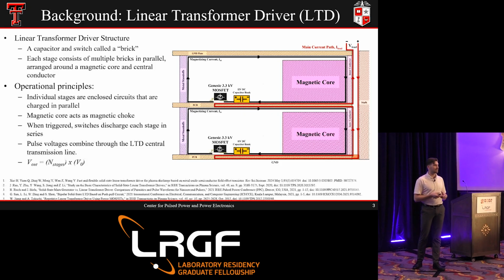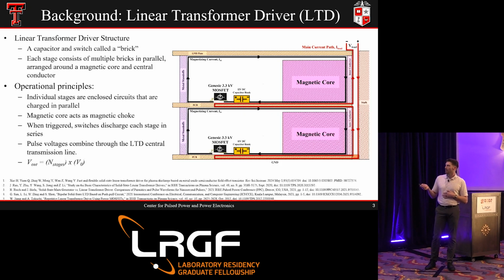For those who don't know what a linear transformer driver is, it's a bunch of MOSFETs, in this case, and capacitors. They're all in parallel, symmetrically around the magnetic core here. And you actually have two different individual current paths: the inner current path and the outer current path. In this case, the magnetizing current is on the inside, and then you have the load current on the outside.